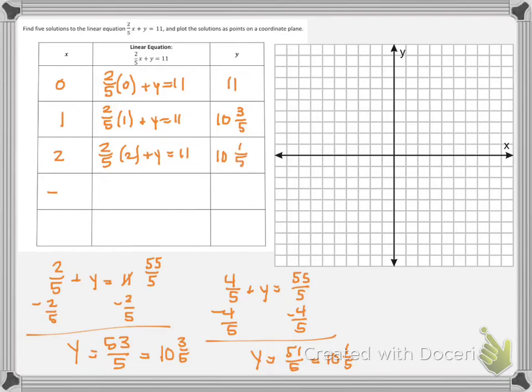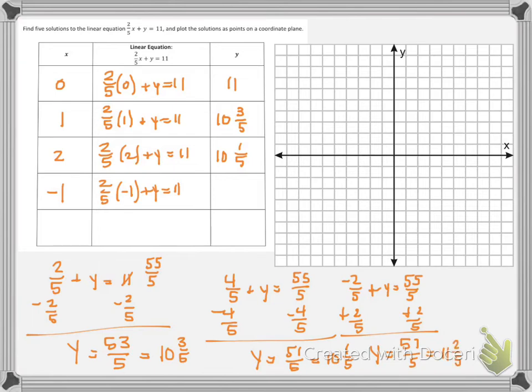And then let's check some negatives. If we have a negative 1, this would be 2/5 times negative 1 plus y equals 11. Negative 2/5 plus y equals 55/5. And then this time we have to add 2/5 to both sides. Add 2/5, and we get y equals 57/5. So that's going to be 11 and 2/5. And then if we add a negative 2, I'm going to make myself some more room over here.